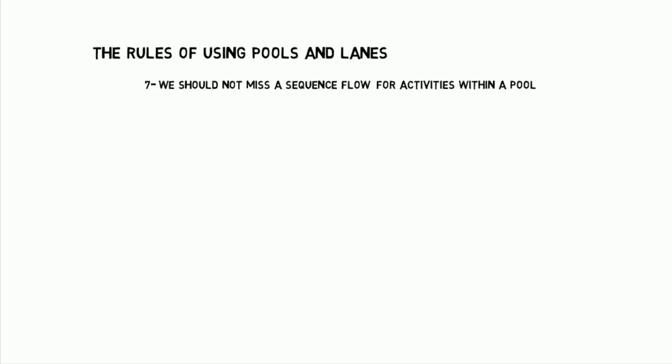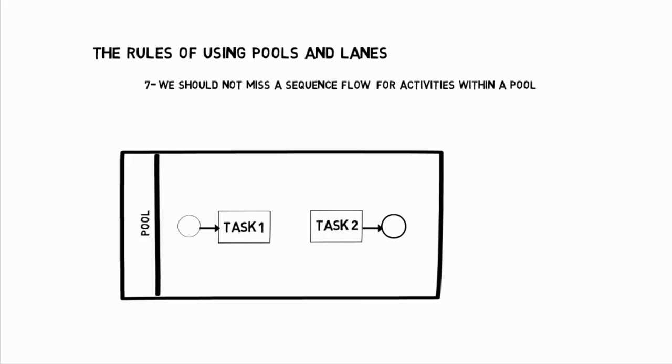In this example, a sequence flow is missing between task 1 and task 2. This means we cannot start task 2 even if we finish task 1.